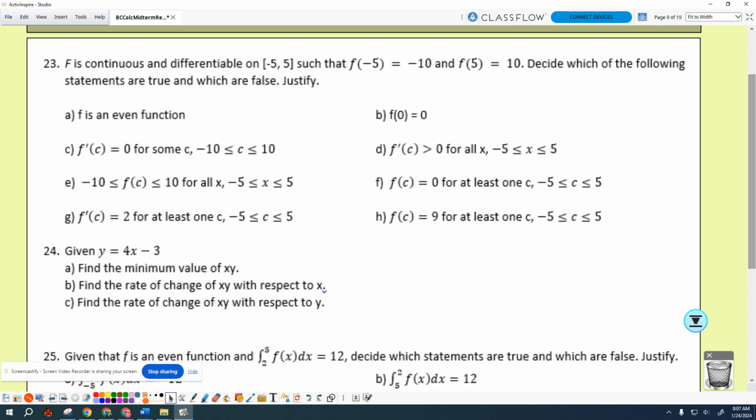B and C. So this is getting at mean value theorem. You guys remember what mean value theorem is?